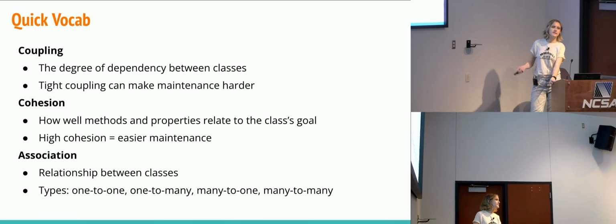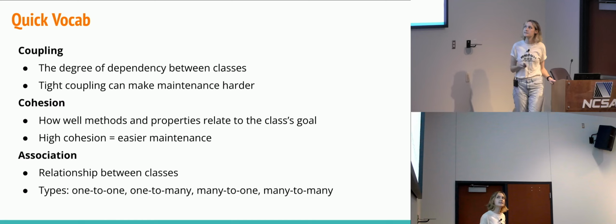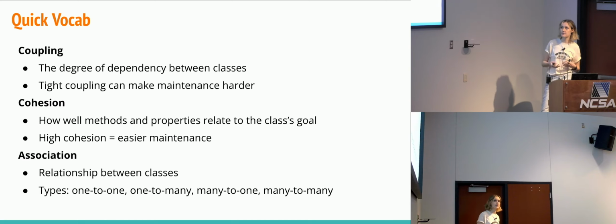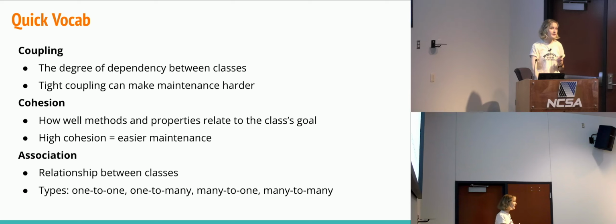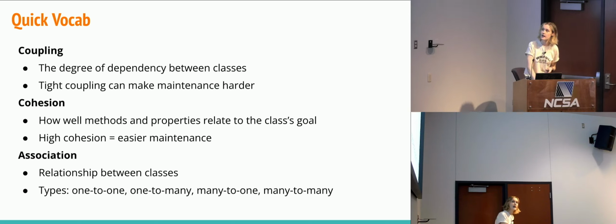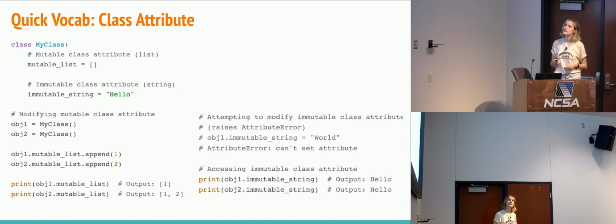So just some miscellaneous concepts. Coupling is the degree of dependency between classes. Tightly coupled classes can be a lot harder to maintain, so you want to avoid this if you can. Cohesion, how well methods and properties relate to the class's goal. If something has high cohesion, it's a lot easier to maintain. Association is just the relationship between classes. You can have one-to-one, one-to-many, many-to-one, or many-to-many.